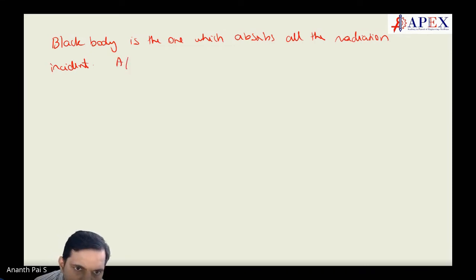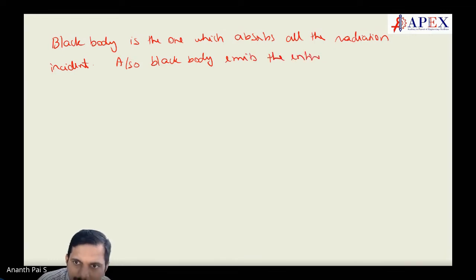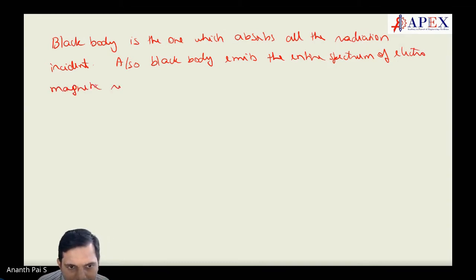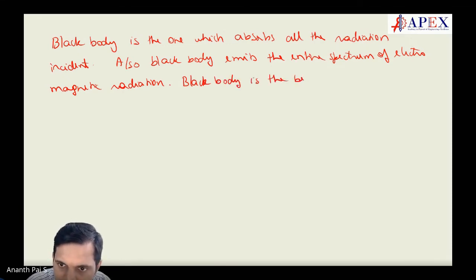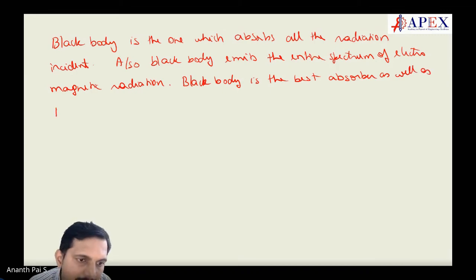Also, a black body emits the entire spectrum of electromagnetic radiation. Very good. Black body is the best absorber as well as the best emitter.